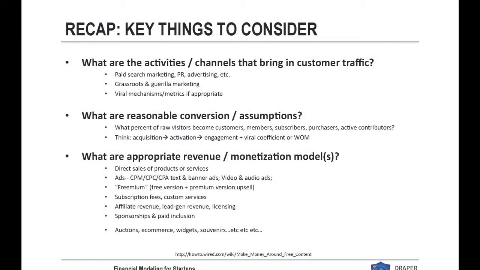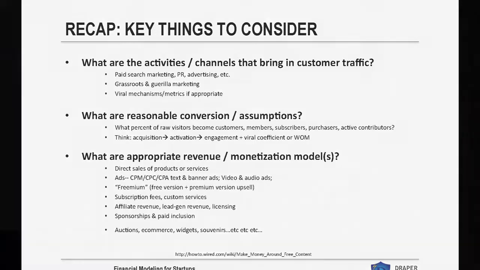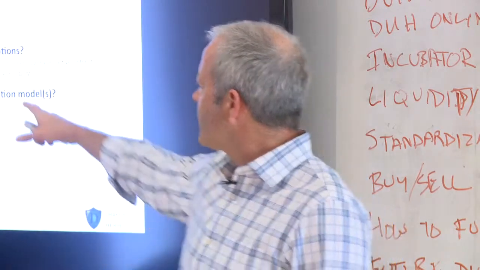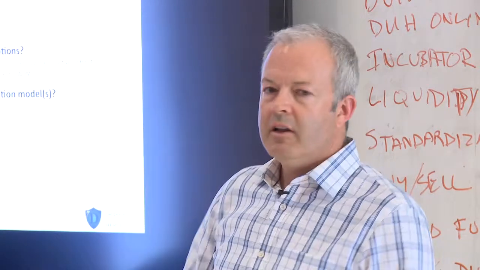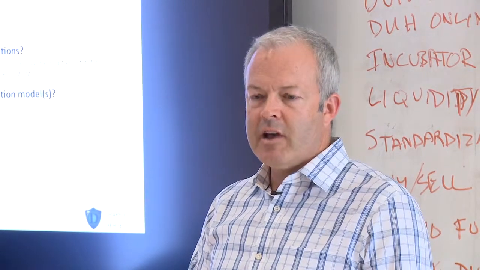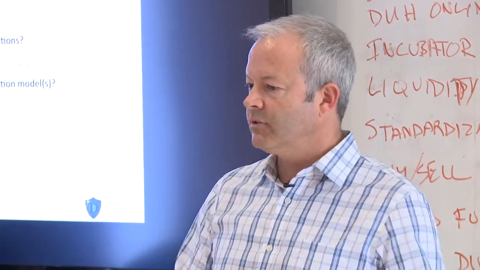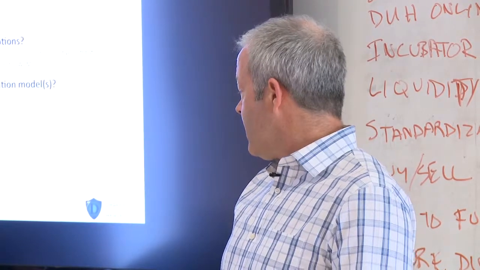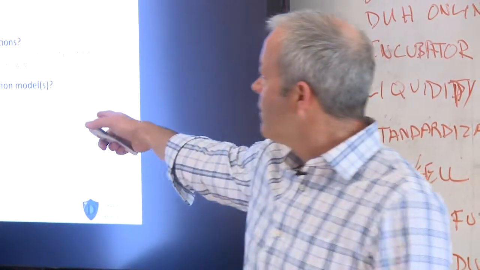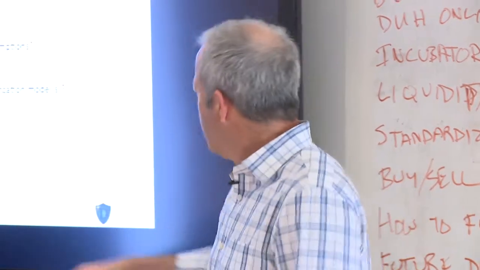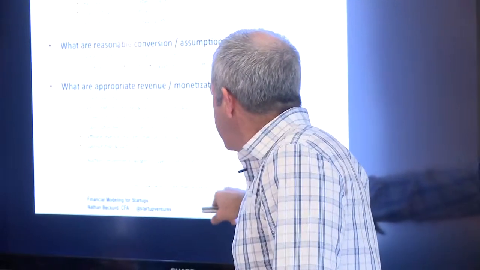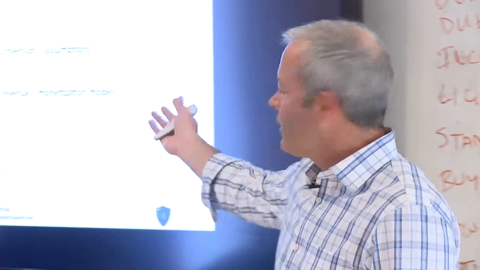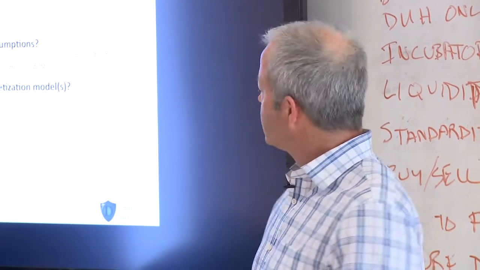What are the activities that bring in customer traffic? What are reasonable conversion assumptions? Dave McClure has a great slideshow called Startup Metrics for Pirates, where he has the AARRR something or other, but it's acquisition, activation, engagement, retention, and then if you have a viral coefficient, that's interesting to model too. And then, oh yeah, here's the one that I was mentioning. What are appropriate revenue models to layer on? There's a Wired magazine article that has all the different types of web revenue models, especially for web businesses.